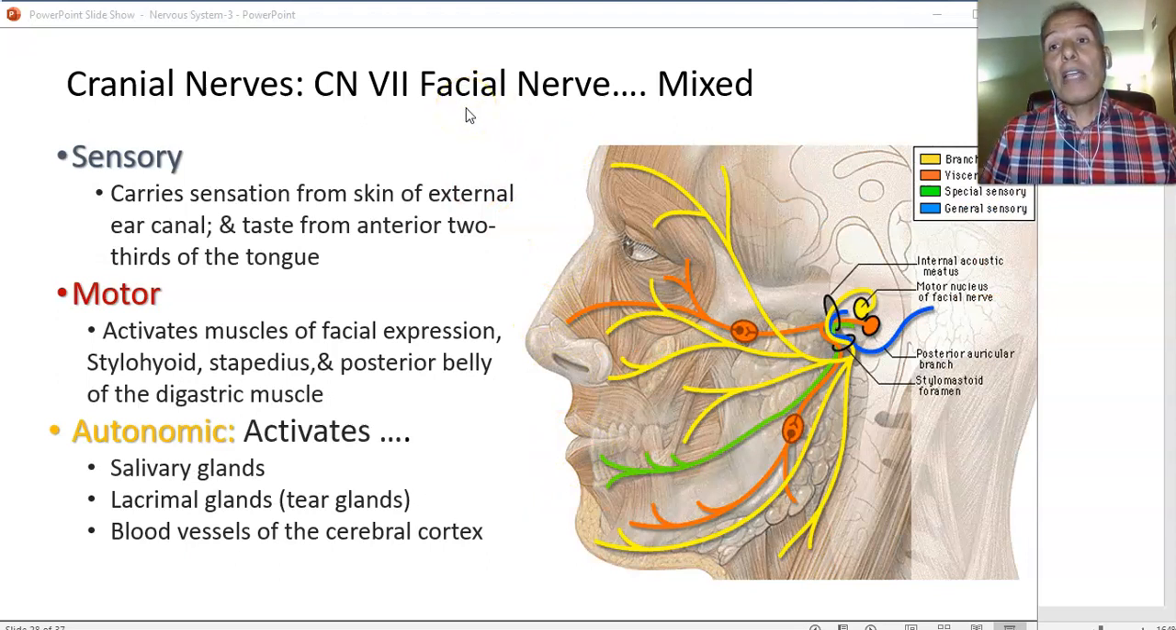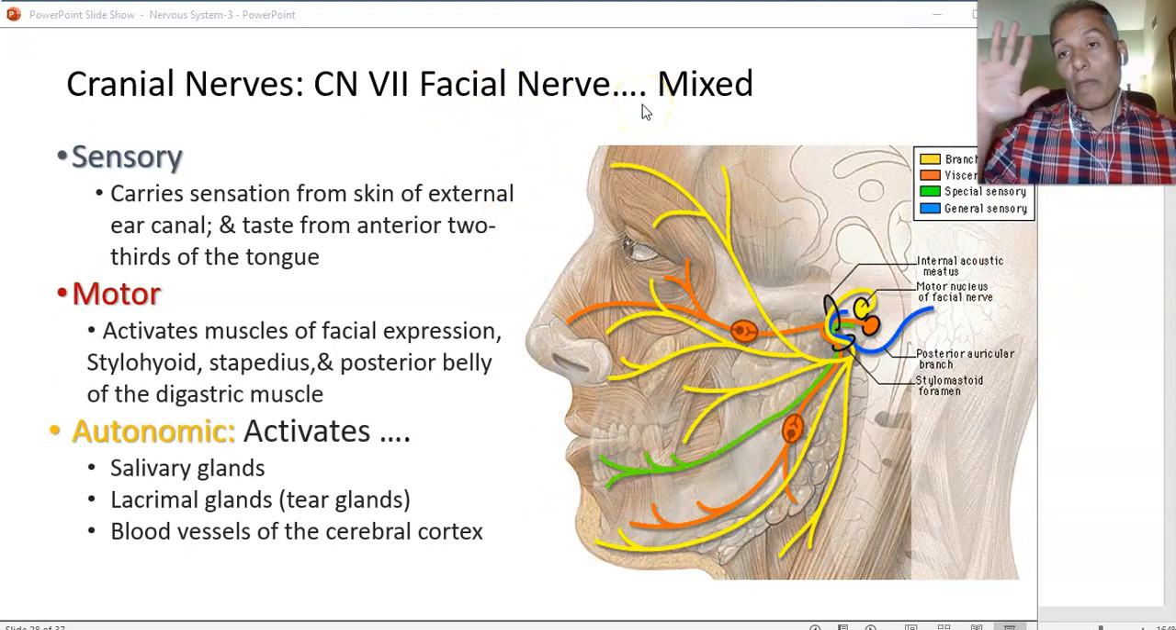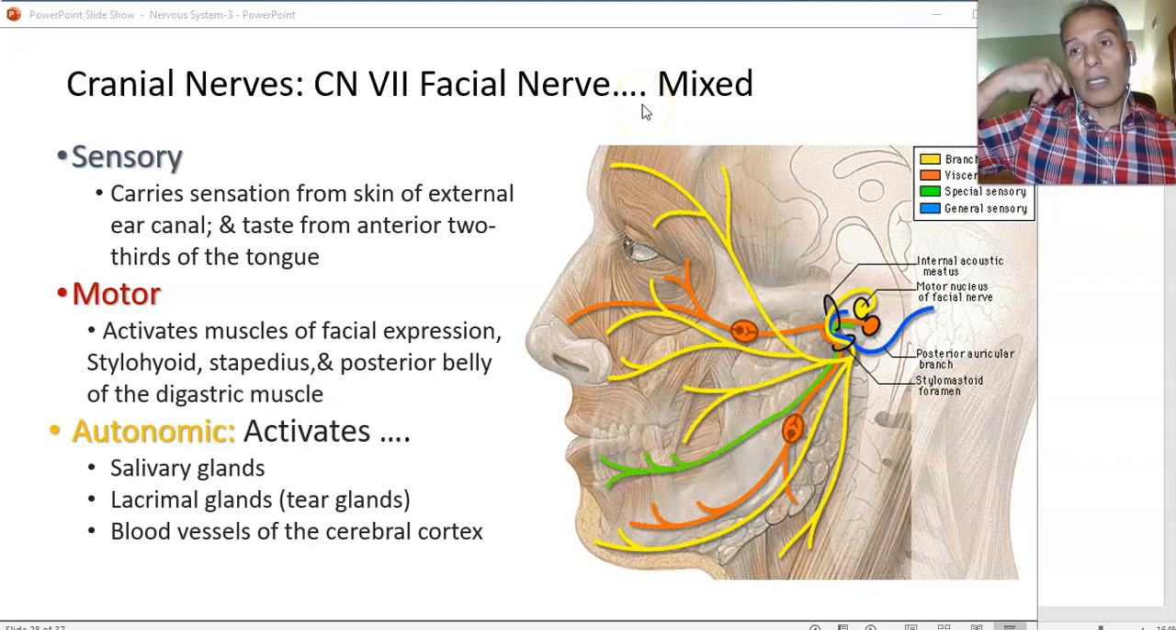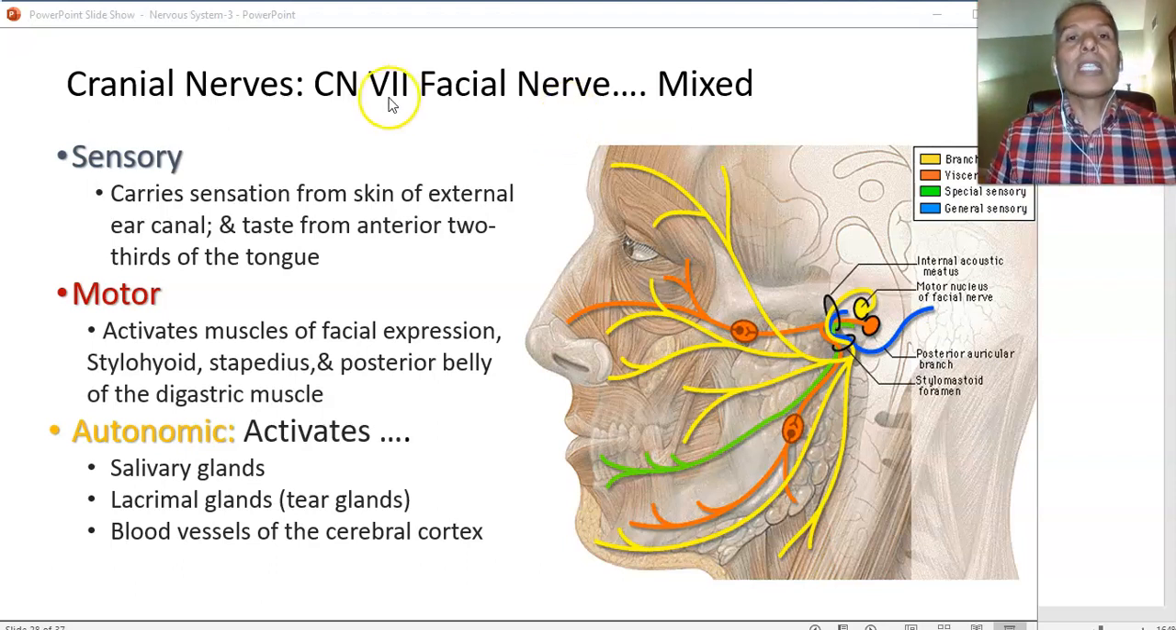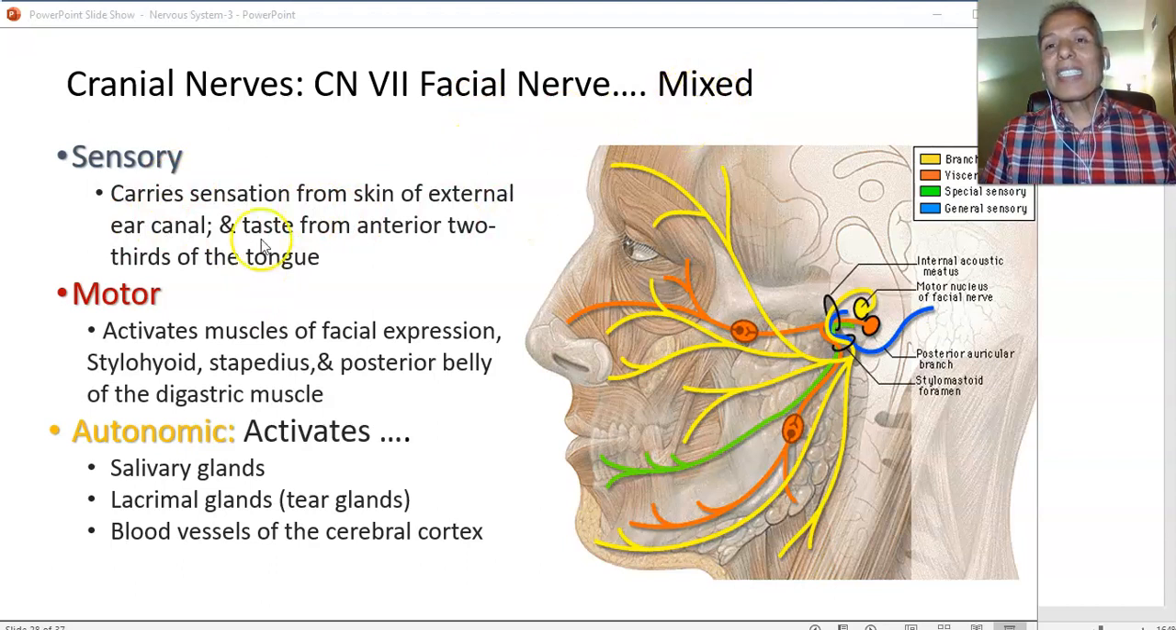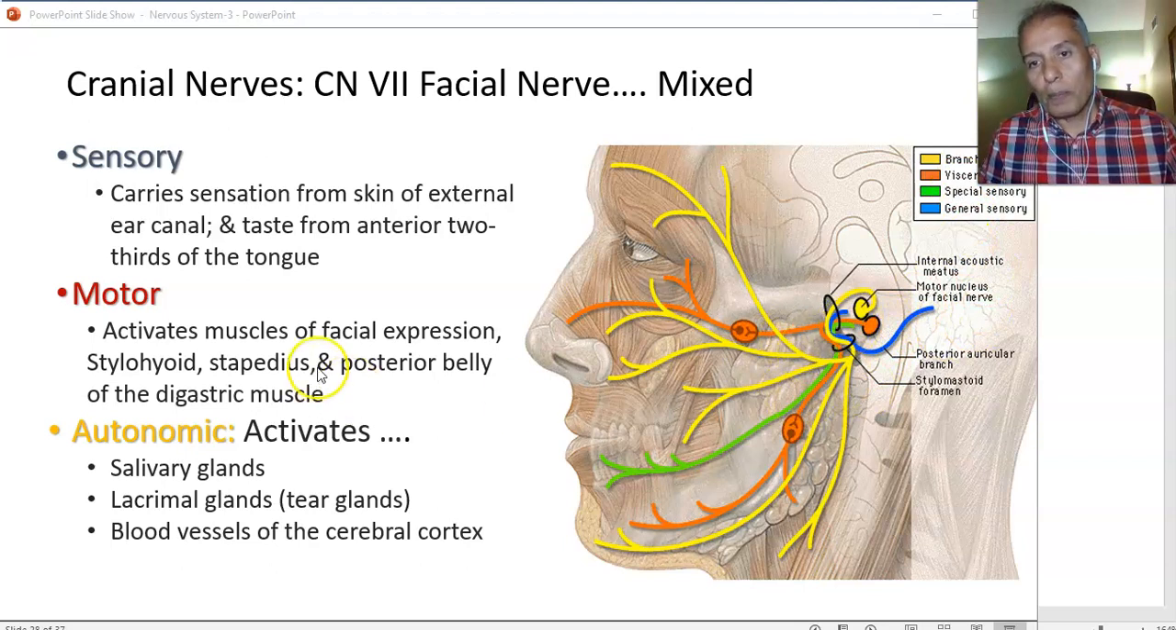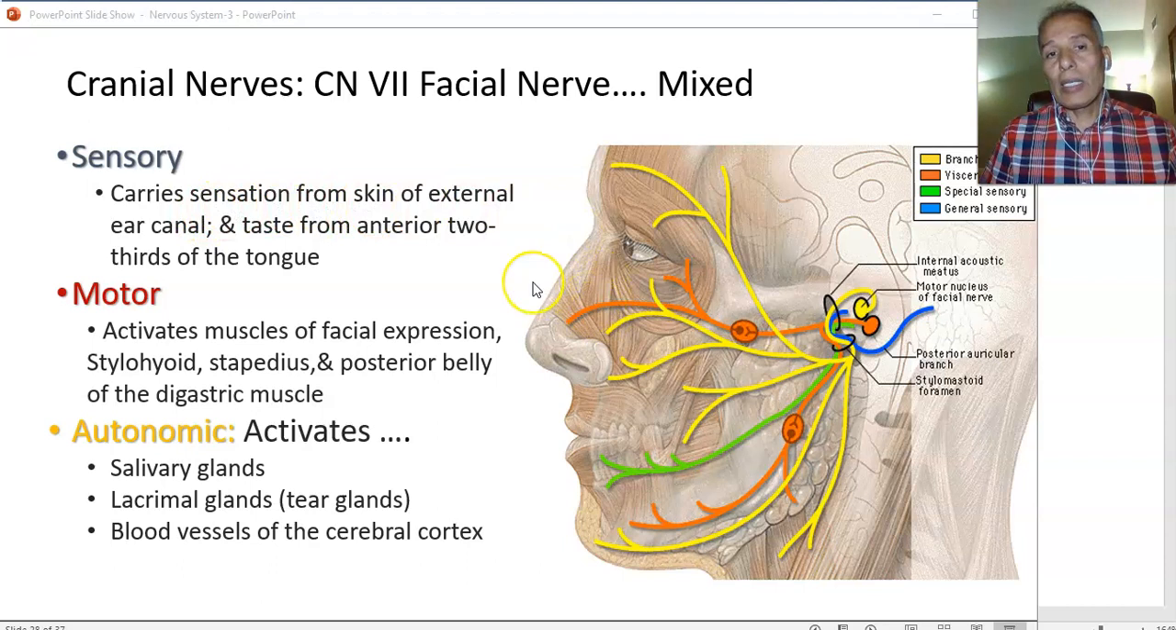Then we have the facial nerve. So we moved from nerve number 5. Then 6 is a visual nerve we discussed. And then nerve number 7 is the facial nerve. This nerve is mixed. Mixed means sensory, motor, and autonomic. So these are the different branches here. So the sensory branches carry sensation from the skin of the external, this is the blue, the external ear canal.